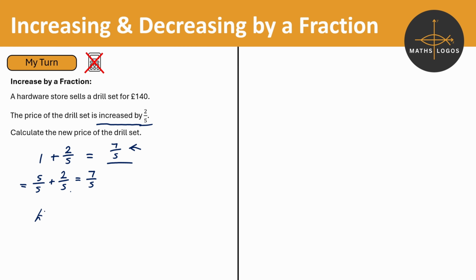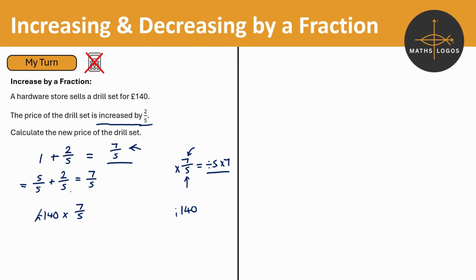So we'll take our £140 and multiply it by 7/5. That represents a 2/5 increase. And I'll do this calculation. What I need to know is that multiplying by 7/5 is equivalent to dividing by 5 and then multiplying by 7. The number on the denominator is what I'm dividing by, and the number on the numerator is what I'm multiplying by. Let's go ahead and divide 140 by 5 and then multiply by 7.